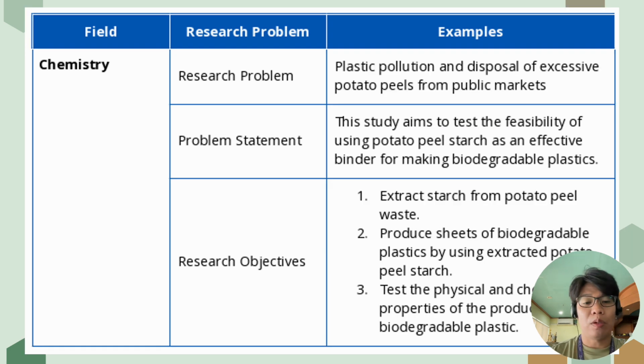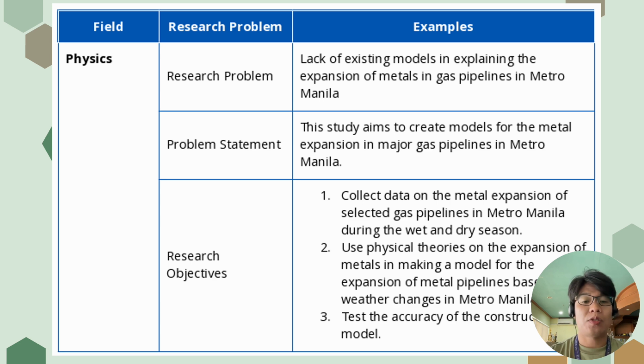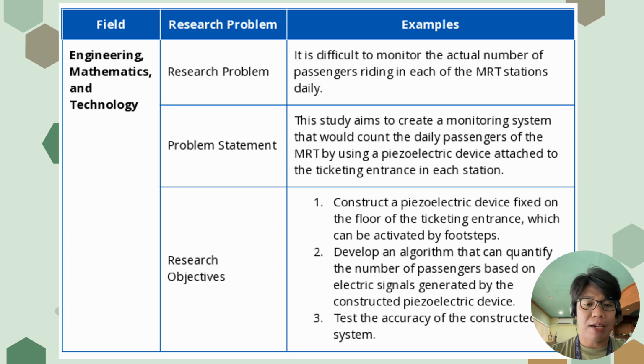And for chemistry, we also have examples such as plastic pollution and disposal of excessive potato peels from public markets. And from that, you can derive your problem statement and your research objectives. For physics, we also have an example, lack of existing models in explaining the expansion of metals in gas pipelines in Metro Manila. And for engineering, mathematics, and technology, we also have an example. It is difficult to monitor the actual number of passengers riding each of the MRT stations daily. So from this research problem, you can formulate your problem statement and your research objectives.